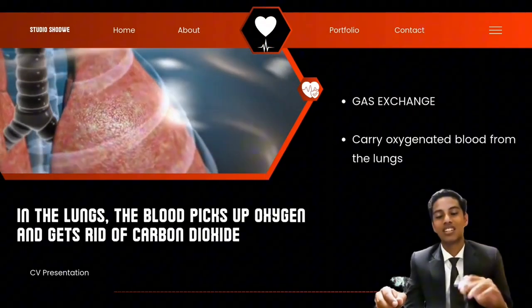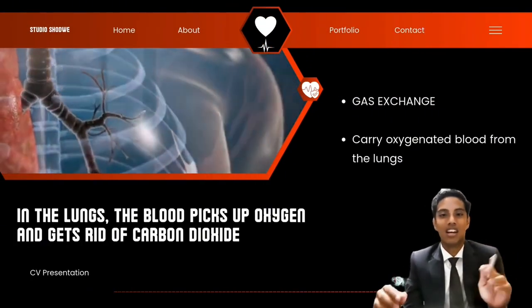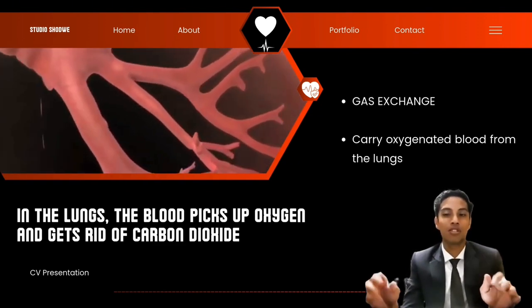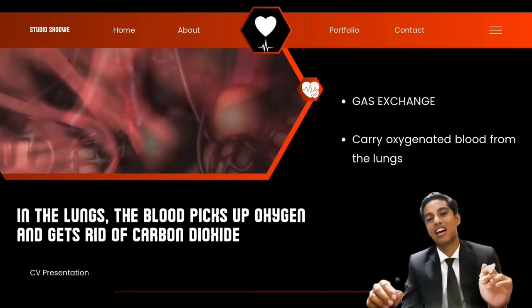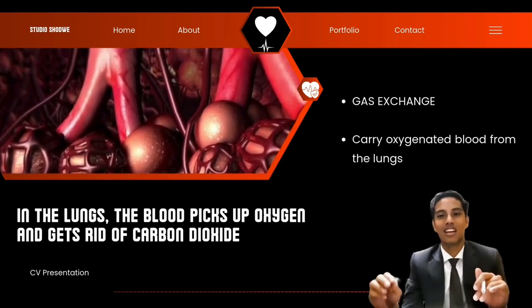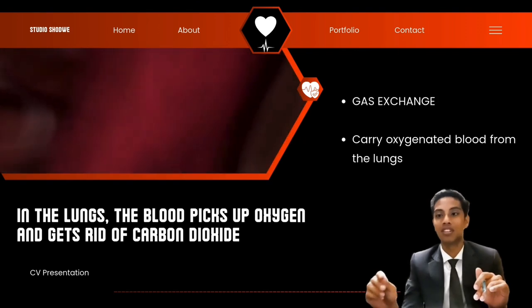And now, the third step of the CV system. In the lungs, something amazing happens. The blood picks up fresh oxygen and releases carbon dioxide. This process is called gas exchange and is essential for breathing and energy.